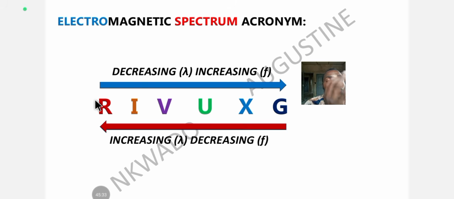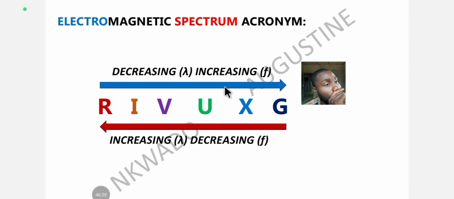So when you are moving from left to right, for the exam question, you will have decreasing wavelength and increasing frequency. What this means is that as you go from left to right, the wavelength is decreasing, and as the wavelength is decreasing, the frequency is increasing.